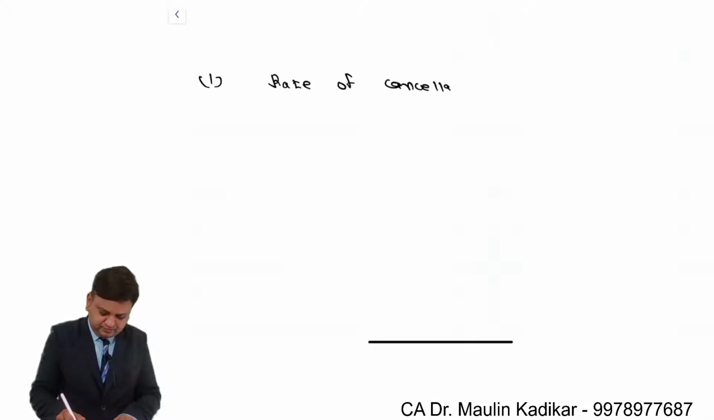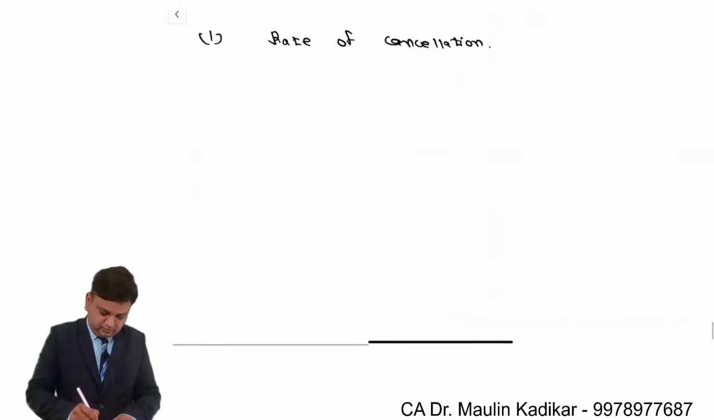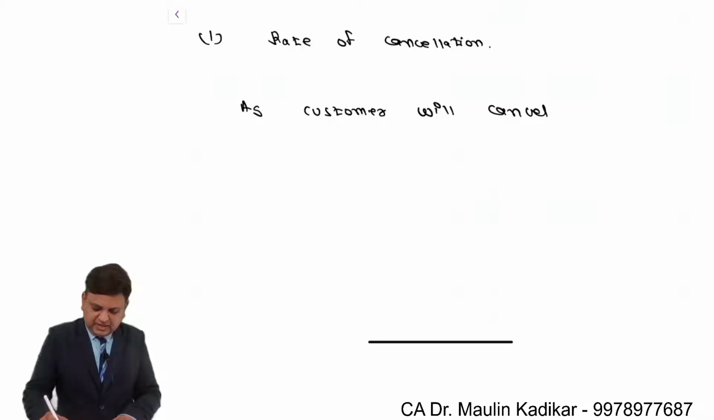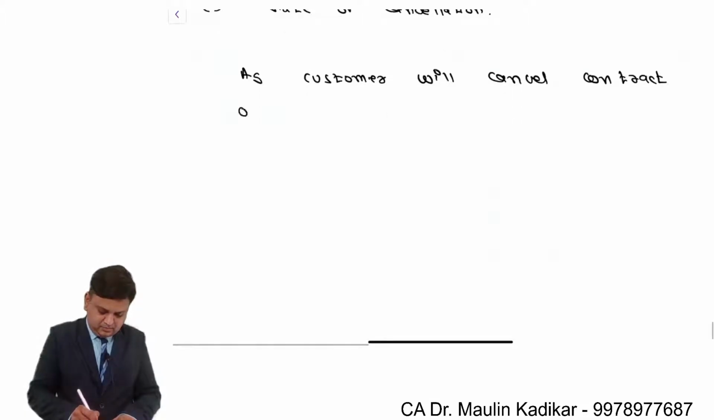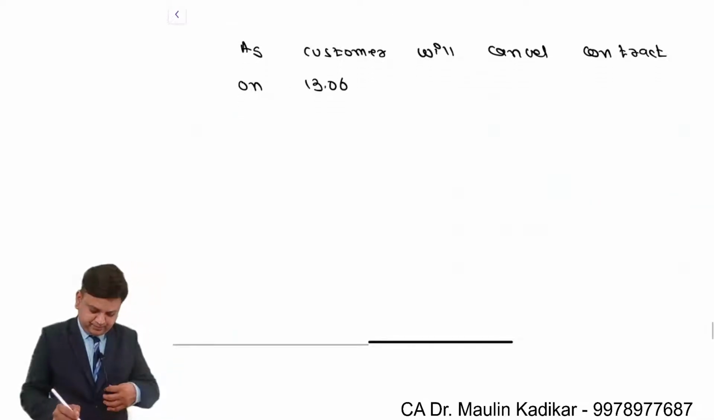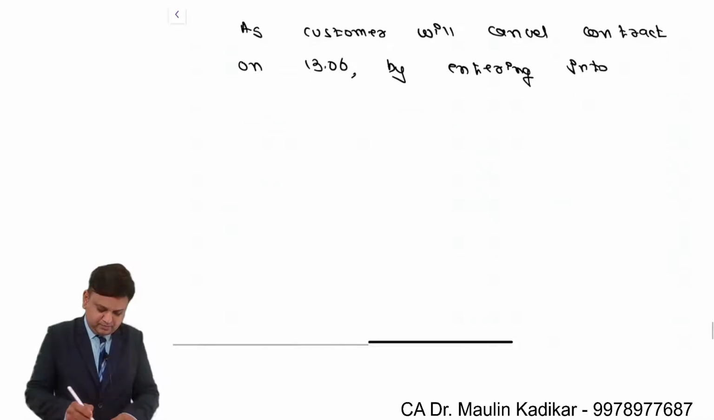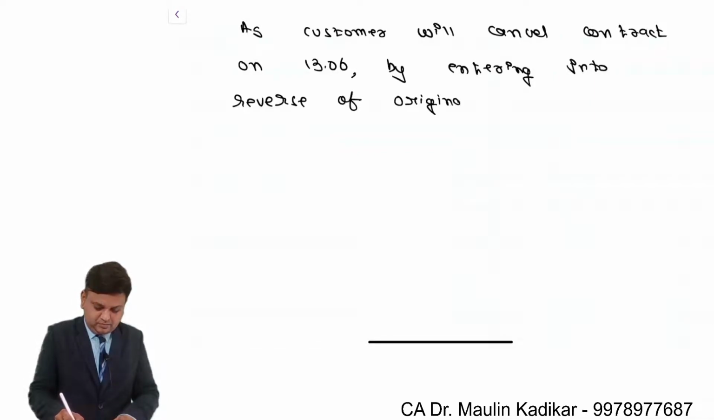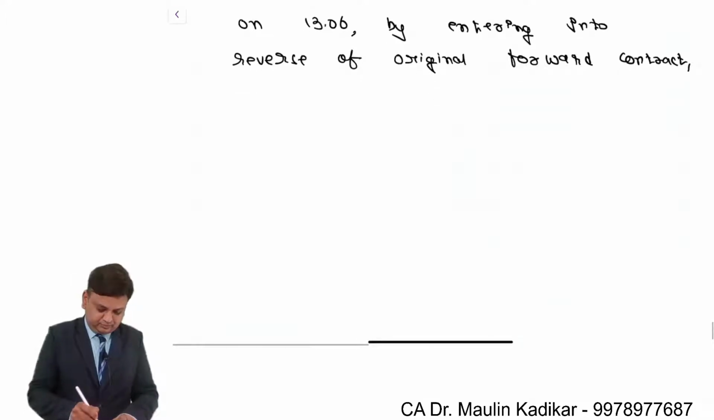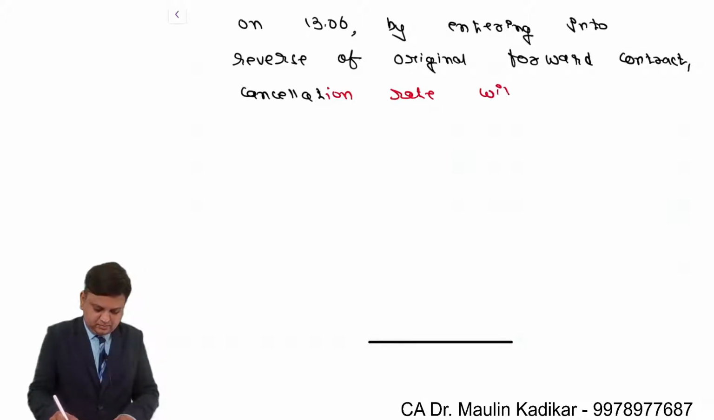Rate of cancellation, in the write down, as customer will cancel contract on 13th June, by entering into reverse of original forward contract, cancellation rate will be as under.